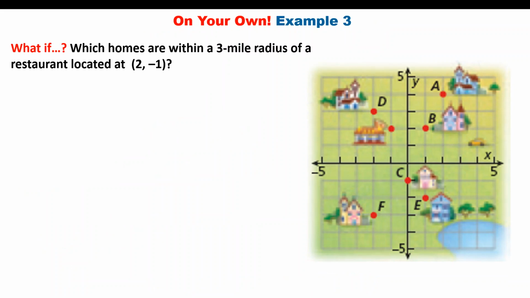All right, so try this one on your own. It says, which homes are within a 3-mile radius of a restaurant located at 2, -1? Turn your video off and try it.